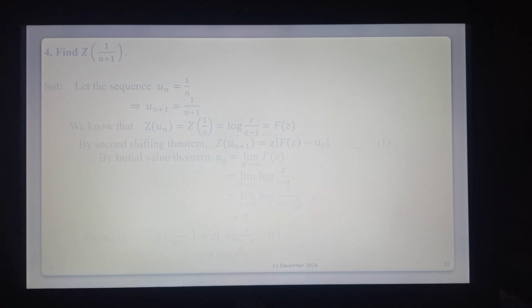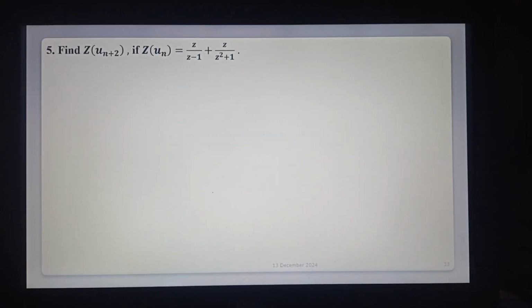Okay, yeah, next example here, this is the important long question. Find the z transform of u(n+2). The z transform of un is given as z by z minus 1 plus z by z square plus 1. This is already given, z of un is equal to f of z.